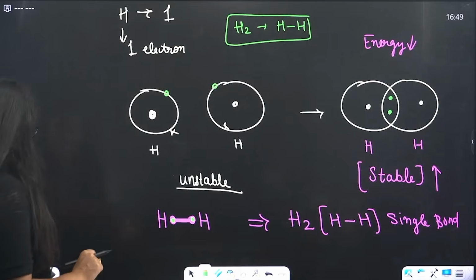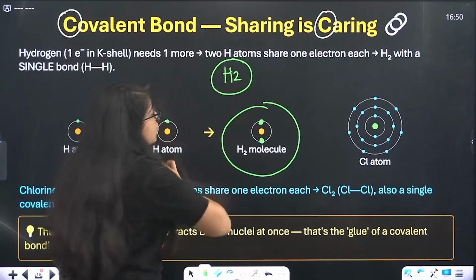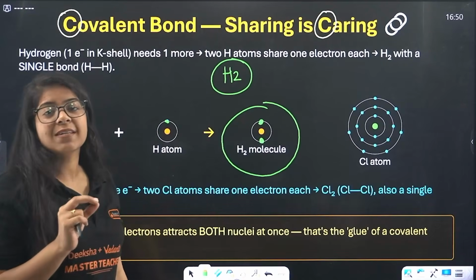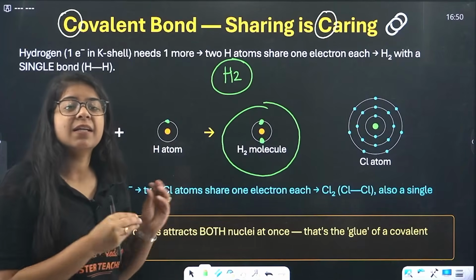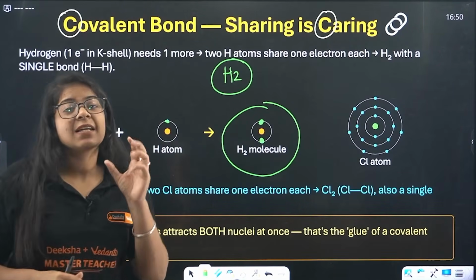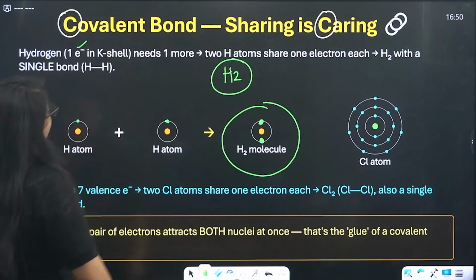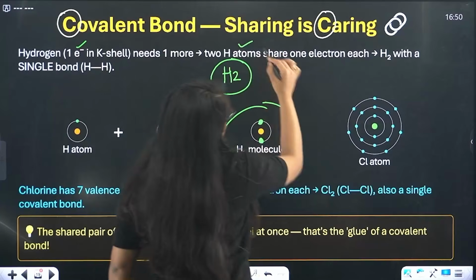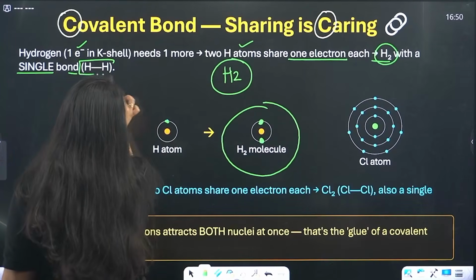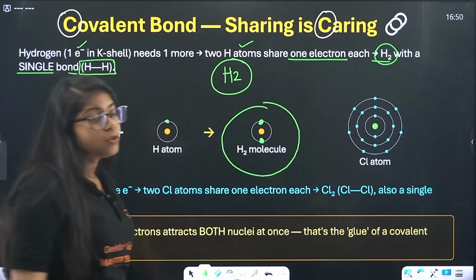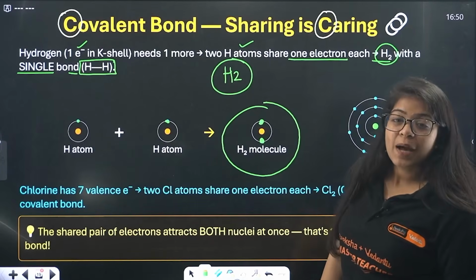and that's why beta, on this earth everywhere you will see that hydrogen always exists as two atoms. Hydrogen always exists as H2 molecule. Until or unless we break it, when you take hydrogen gas, it is H2 in it, not just H in it. So hydrogen has one electron in K shell, needs one more. Two hydrogens share one electron each, and H2 has a single bond, H single bond H. This single bond is due to sharing. Sharing is caring. C for caring, C for covalent bond.